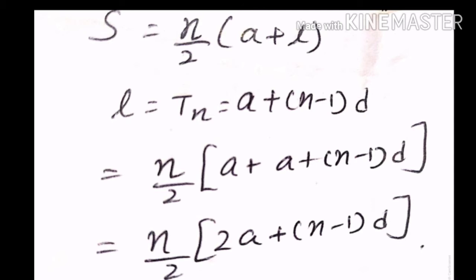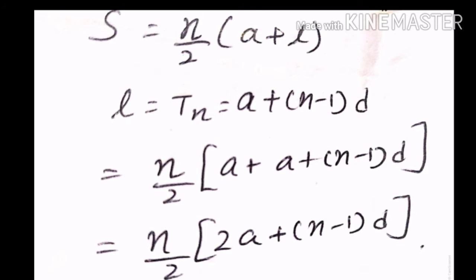Now what is l? That is the nth term. So Tn is equal to a plus (n minus 1)d. This is our formula which we have studied previously. Now this formula of the nth term, or you can say l, I will substitute in the equation S is equal to n by 2 times (a plus l). So n by 2 as it is, then in the bracket a plus (n minus 1)d. So n by 2 as it is, a plus a becomes 2a plus (n minus 1)d. So this is the formula for the sum of n terms of our AP.